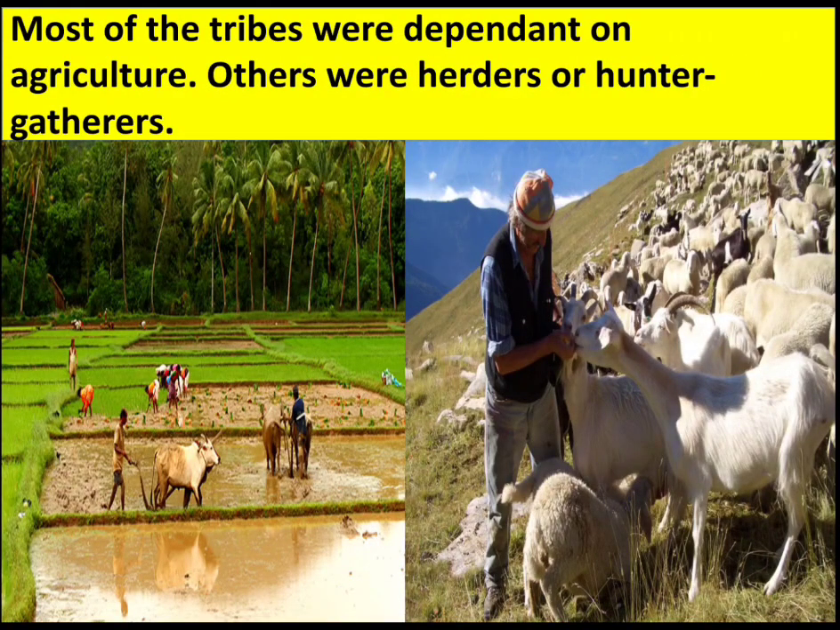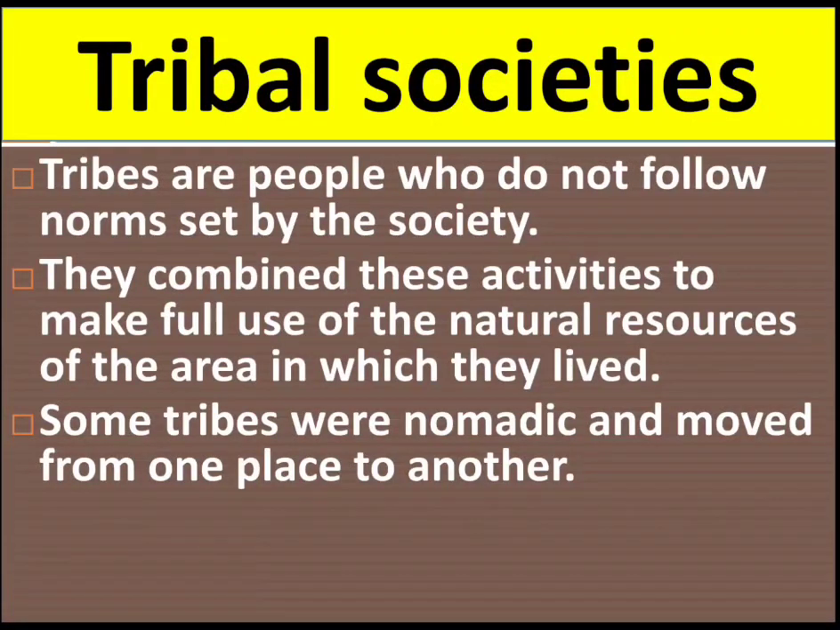Most of the tribes were dependent on agriculture as they lived in the forest, and others were herders and hunter-gatherers. Tribes are people who do not follow rules and regulations set by the society. They combine these activities to make full use of the natural resources of the area in which they lived. Some tribes were nomadic and they used to move from one place to another, as these people are completely dependent upon nature and they lived in the forest. So they always tried to make use of all the natural resources in their area.